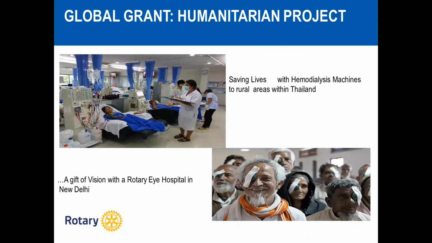So, an example of some humanitarian projects that we've done in District 5000. With over 20 clubs participating, Rotarians in District 5000 provided life-changing medical procedures to those who needed them in Thailand and in New Delhi.